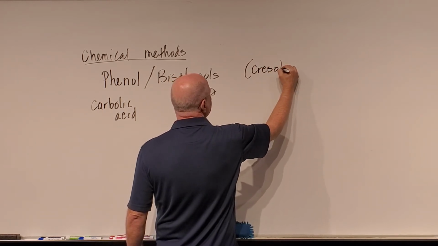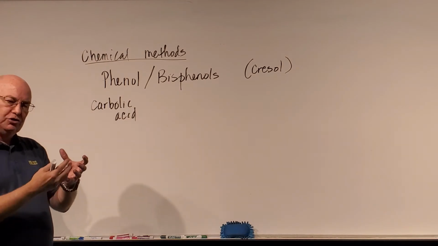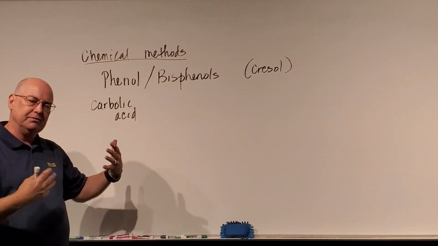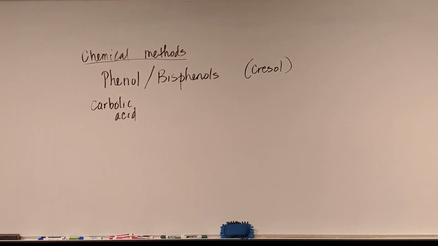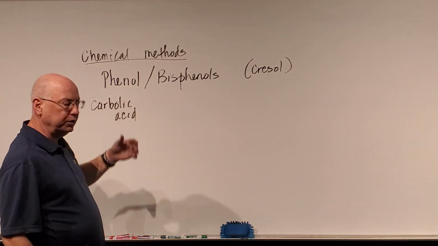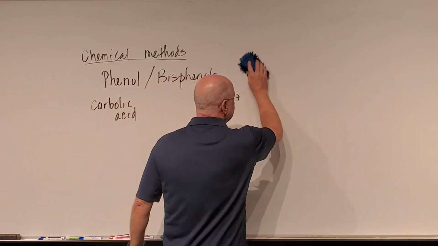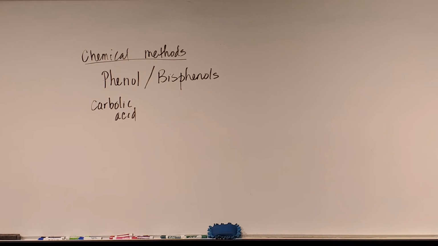One of the types of phenols is a substance called cresol. And this is used in treating lumber so that it doesn't get broken down. So when you look at chemically treated lumber, it's very often treated with a phenol or bisphenol called cresol, and it preserves the wood.